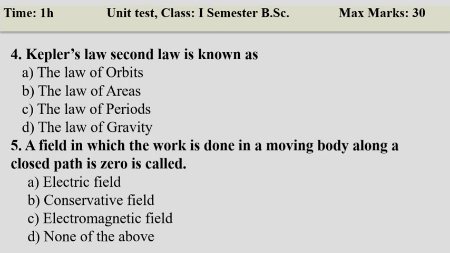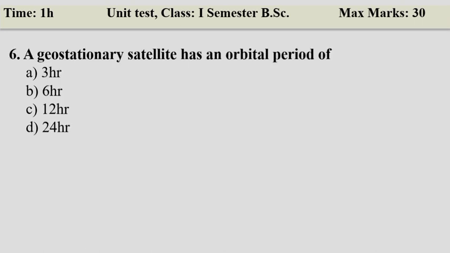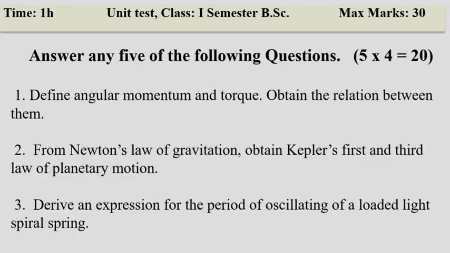And the fourth multiple choice question is, Kepler's second law is known as law of orbit, law of area, law of periods, or law of gravity. You should answer the correct one. And the next question is the fifth question. A field in which the work done in moving a body along a closed path is zero is called electric field, conservative field, electromagnetic field, or none of the above. And the next question is, a geostationary satellite has an orbital period of 3 hours, 6 hours, 12 hours, or 24 hours. We have to write the correct answer.